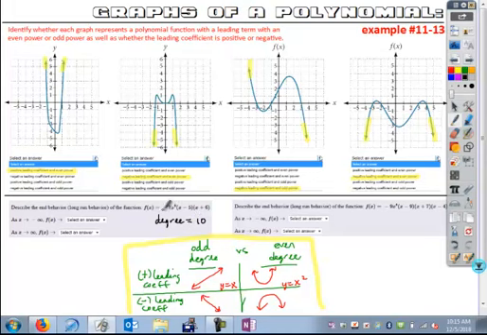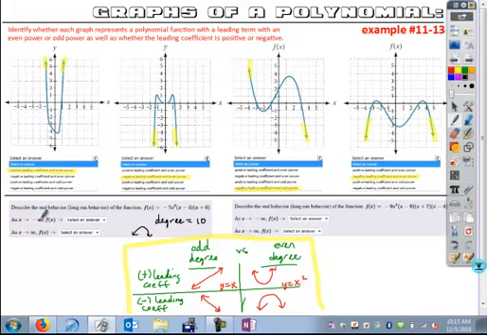And when you look in front, is this leading coefficient positive or negative? Here it's a negative. So is our graph going to open up or down? It's going to open down, right? So we know it's this one. And so, again, we don't know what's going to happen in the middle, but we do know the end behavior is going to point down.